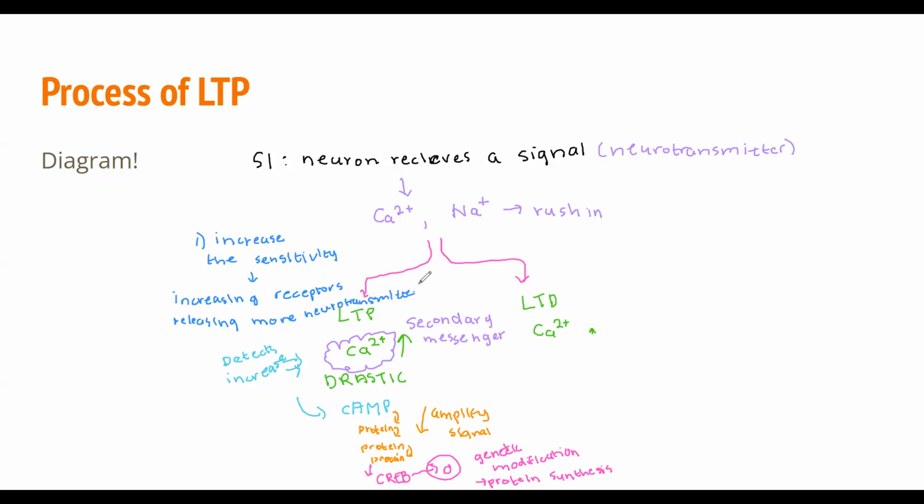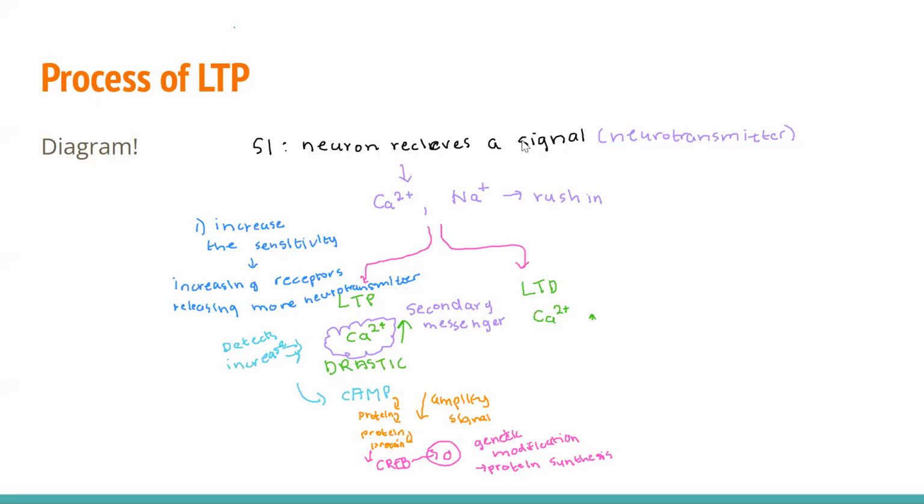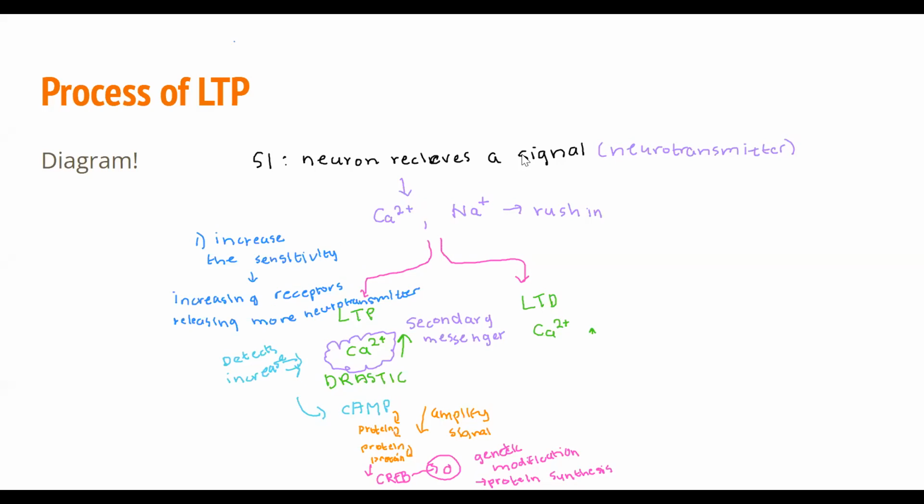Let me just double check. Okay, so I double checked and actually I was a little bit wrong in the way that I explained it. So let me just clarify. CREB does not increase the amount of neurotransmitter release, but what it does do is increase the sensitivity. So even just a little bit of contact will cause a very drastic reaction, right? So basically it increases sensitivity. And in addition to increasing receptors, it'll also release growth factors to increase the stability of the synapse.